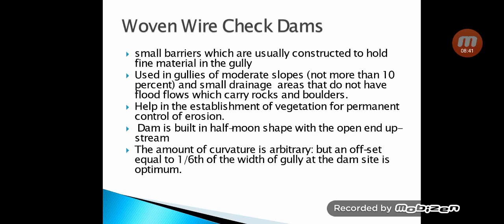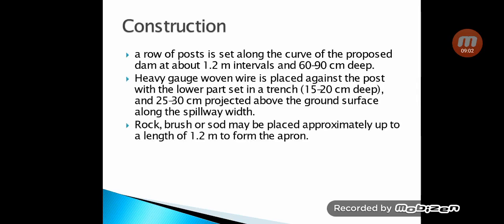The amount of curvature is compulsory, but an offset equal to 1/6 of the width of the gully at the dam site is optimum. So an offset should be given of 1/6 of the width of the gully, but that is optimum. So we'll see what the construction is. Before construction, we'll see the first point.